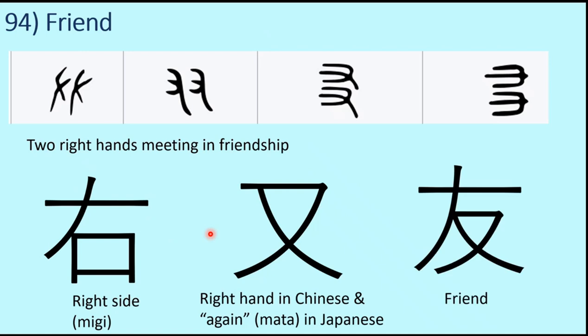So these two have been combined to give the kanji for tomo, which is friend. So right side, right hand in Chinese, and again. So right side again. So this is what friendship or friend mean. So basically, all these have been imagined and derived from the original inscriptions, which represent two right hands meeting in friendship. So this is friend, tomo, tomodachi.